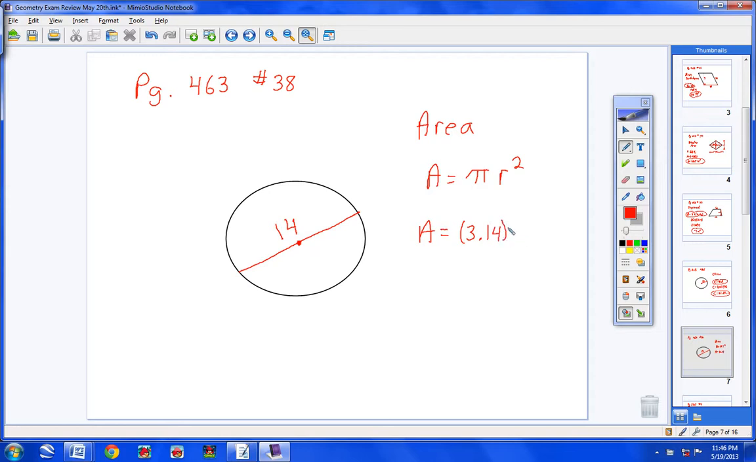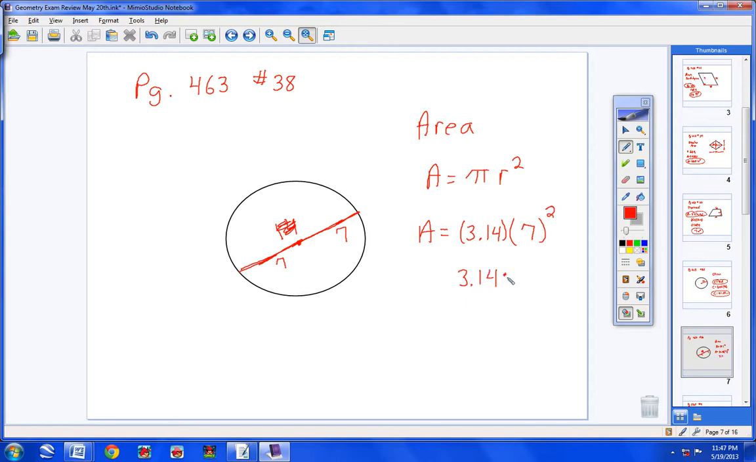Pi is 3.14. And the radius, now if the whole diameter all the way across is 14, then that obviously means you have a radius of 7 and a radius of 7 to give you 14 all the way across. So your radius is 7. Now please don't think that 7 squared is 14. 7 squared is 49.